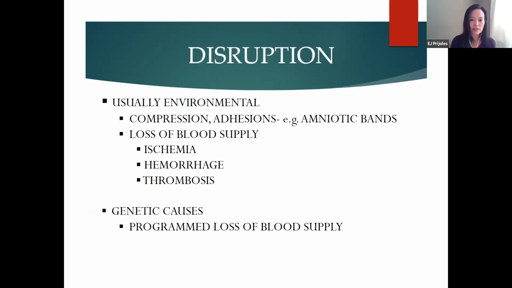And usually this is environmental. This can include compression, adhesions, or amniotic bands. This may be the result of loss of blood supply, or sometimes could be related to genetic causes associated with loss of blood supply, but still some of those are very difficult to identify.